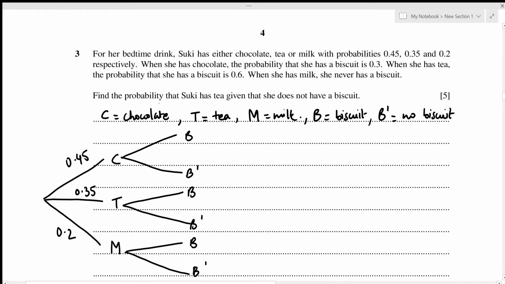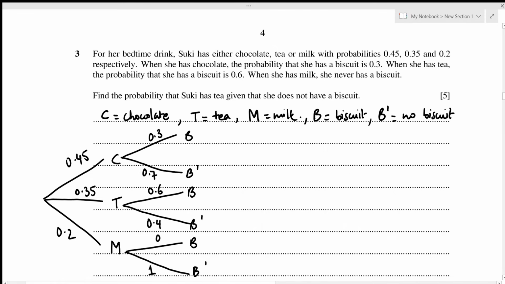Alright, when she has chocolate, the probability that she has a biscuit is 0.3. And if she has a probability of 0.3 of having a biscuit, then her chances of not having a biscuit is just going to be 1 minus 0.3, which is going to be 0.7. In case of tea, the probability that she has a biscuit is 0.6. Similarly, the probability of not having a biscuit will be 1 minus 0.6, which will be 0.4. And when she has milk, she never has a biscuit. So that's just the probability of 0. And the probability of not having a biscuit is going to be 1.